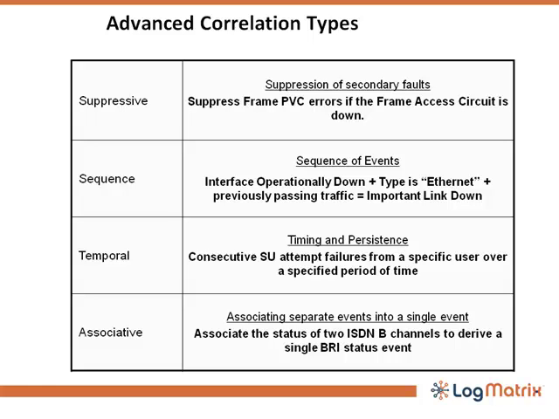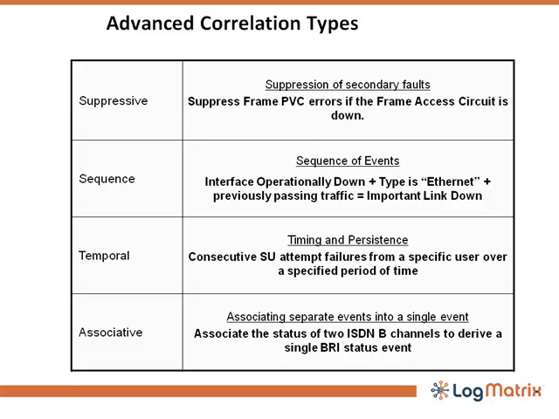We have a sequential correlation. We correlate based on a sequence of events. Is the interface operationally down? And is the type of interface an Ethernet, and it was previously passing traffic, then this is in fact an important link down situation to our network. A sequence of events.